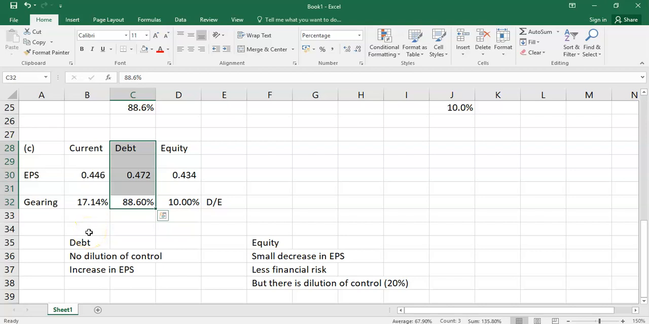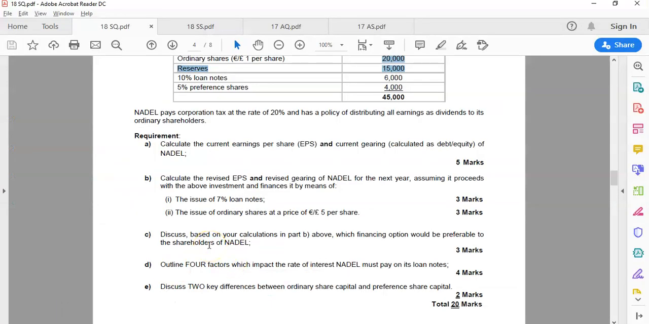Is there an increase in risk? Is there a decrease in profitability? Is there a dilution of control? They're the 3 key things you're looking for. And you must, as the question asked, link it back to part B. Use your calculations. And remember, that overall now is 5 and 9, which is 14 marks.